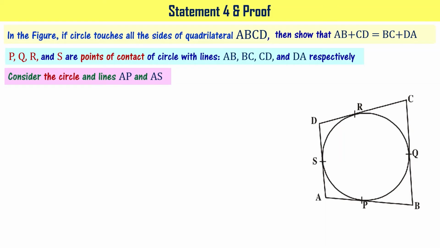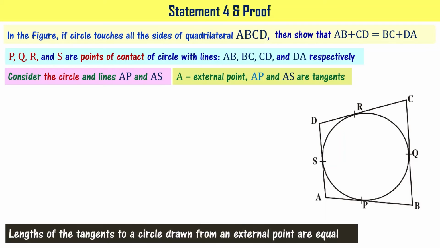Now let us consider the circle and lines AP and AS. A is the external point to the circle, and as you see here, AP and AS are the tangents to the circle from the external point A, right? And we know that lengths of tangents to a circle drawn from an external point are equal. It means AP is going to be equal to AS. Let me write that. AP equal to AS.